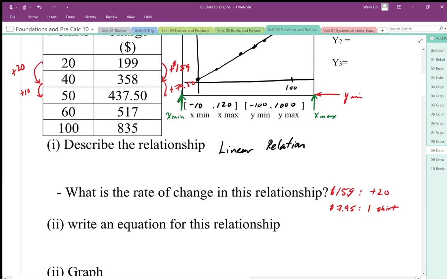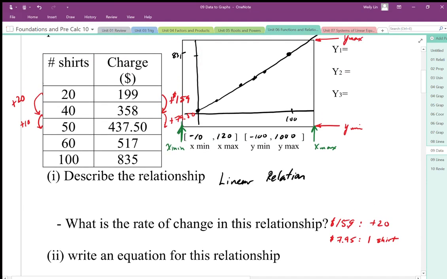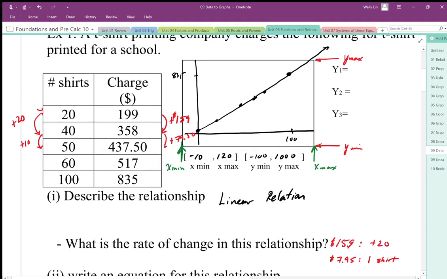And to write an equation for this relationship, I want a starting position. I want to get back to 0. So how do I get back to 0? I can go up a little bit so I can have room to write. If I go back to 0, I can subtract 20 shirts. But if I subtract 20 shirts, how much money would I have to subtract? I'd have to subtract $159. So for 0 shirts, it looks like I would be charged $40.